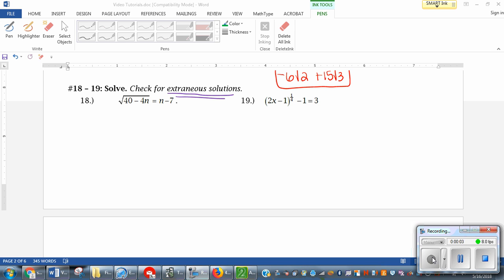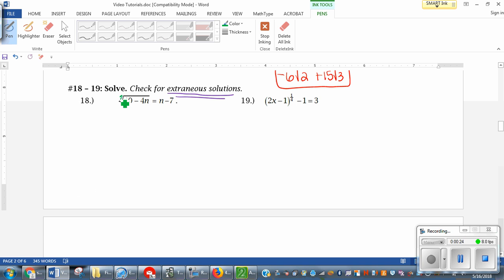Alright guys, number 18, I need you to do me a favor and change what yours says. Unfortunately, I should have changed this yesterday. But please make sure that it says 40 minus 4n equals n minus 7. Pause the video if you need to.